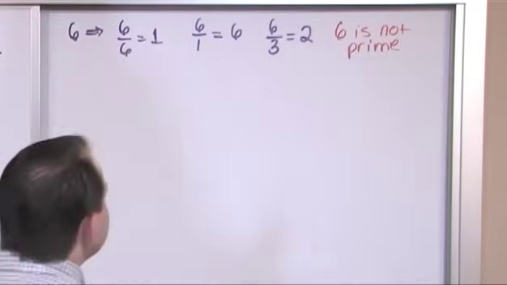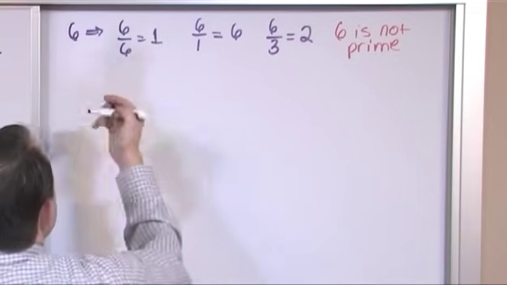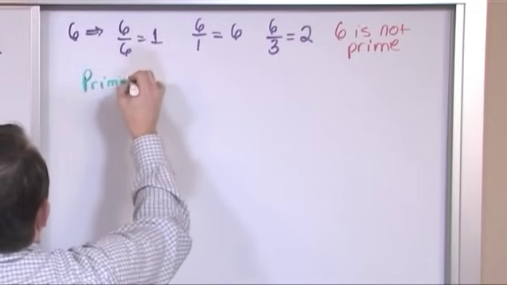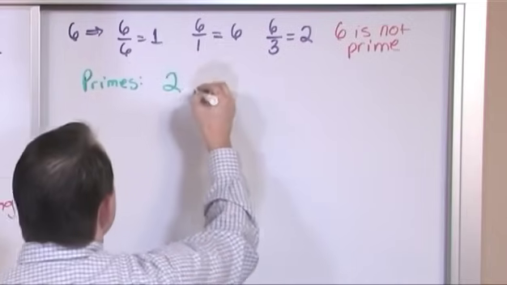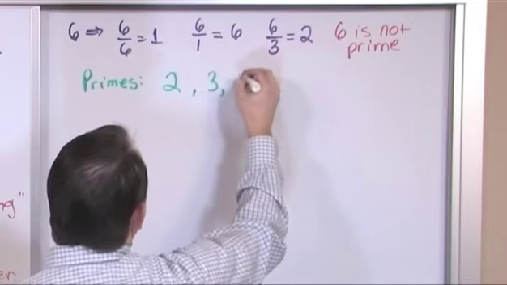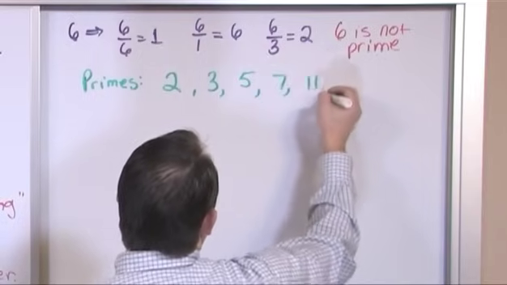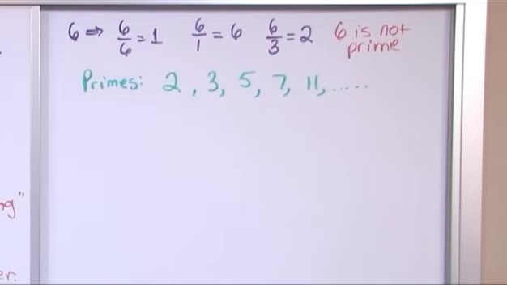And because you're able to do this, 6 is not prime. So most numbers really aren't prime. It just depends on if you're able to divide it by anything other than itself and 1. So the list of prime numbers, if you're just going to write it down in a list: the number 2 is prime. The number 3 is prime. The number 5 is prime. The number 7 is prime. The number 11 is prime. And there are more numbers as you go, like the number 13 is also prime.